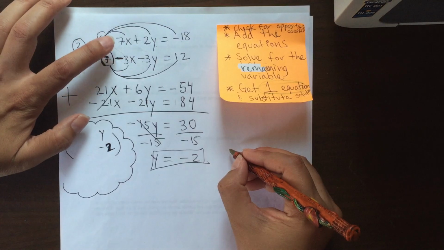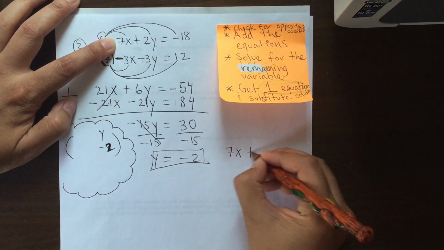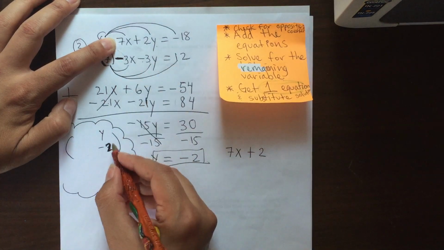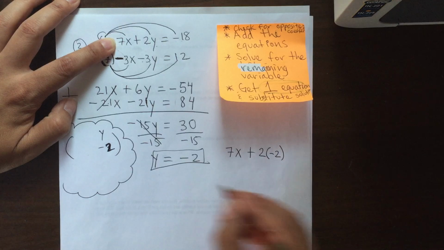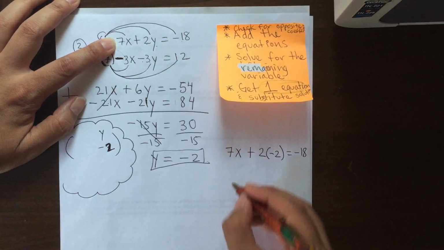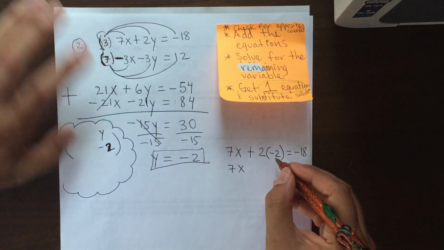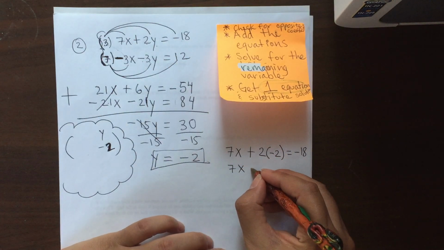I choose, let's see, I'll choose the top one. And so it's going to be 7x plus 2 times y. But I already know the y, so instead of putting y, I'm going to put the solution of y equals negative 2, equals negative 18. I forget about everything else and start simplifying and solving this one.